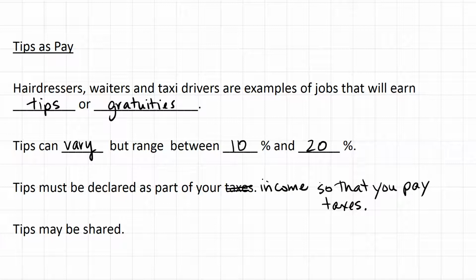And the other thing to understand is that in many organizations, tips are shared. For example, in a restaurant, the waitresses and waiters would get the tips, but they get pooled together and then they're shared with the staff that work in the kitchen or in the dish pit. So that depends on where you work, what arrangement there is to share the tips.